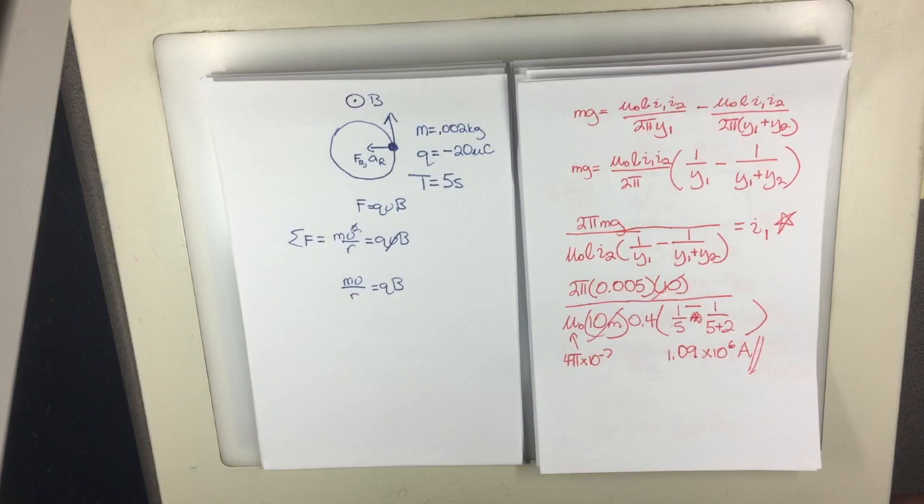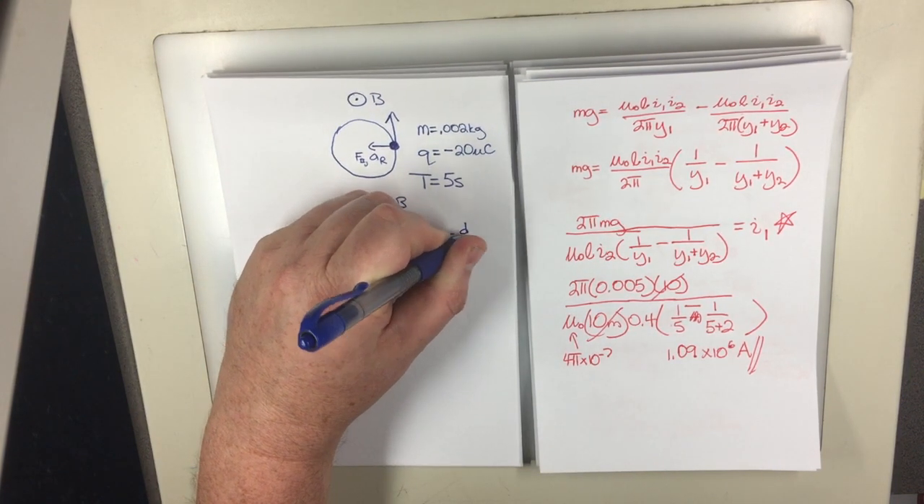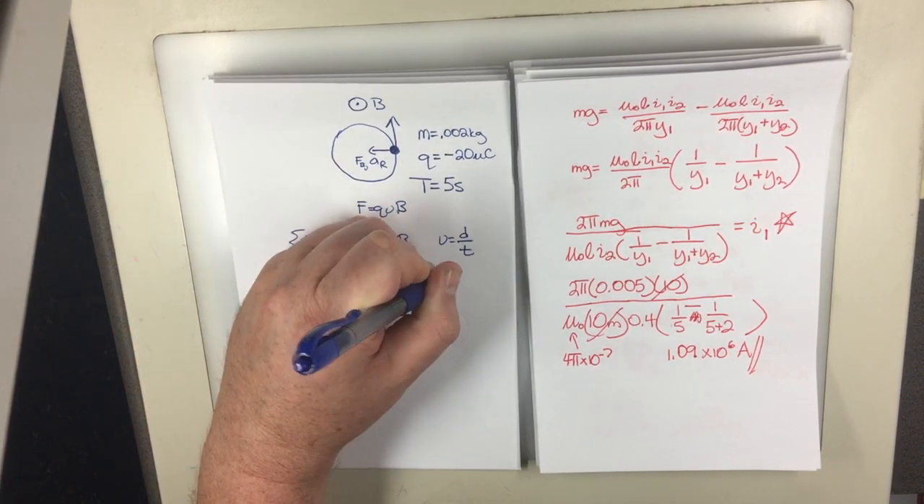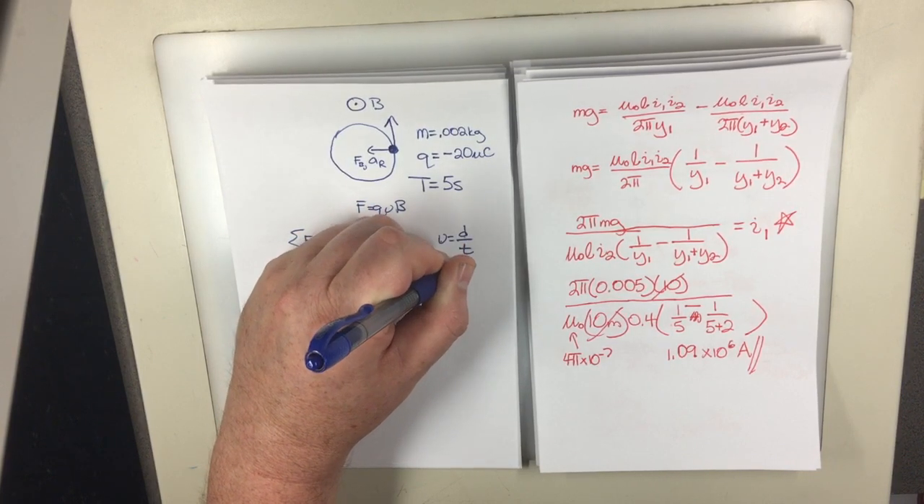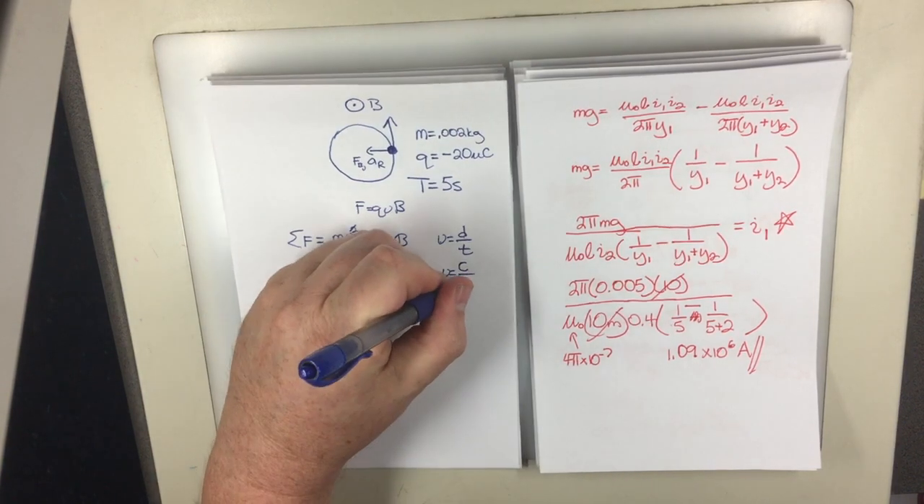Now one of the things that we sit here and go, but you didn't give us the radius of the circle. Maybe we don't need that. I gave you the period. Well, what's the period? Velocity is distance divided by time. You can also say that velocity is the distance, or circumference, divided by the time of one circumference of motion, or the period.